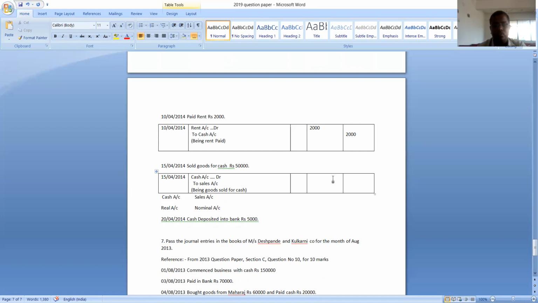So what is the narration? Being goods sold for cash. And what is the value of goods sold? It is 50,000. Let us move to next transaction, and it is the last transaction.